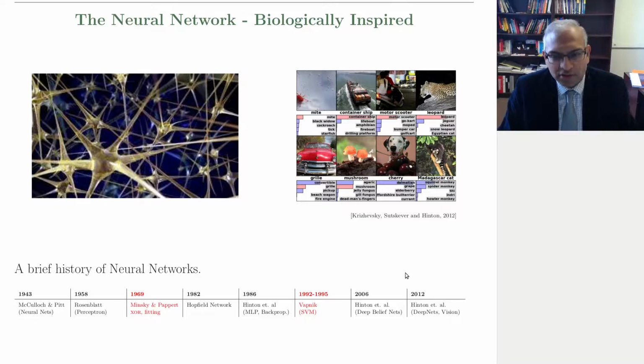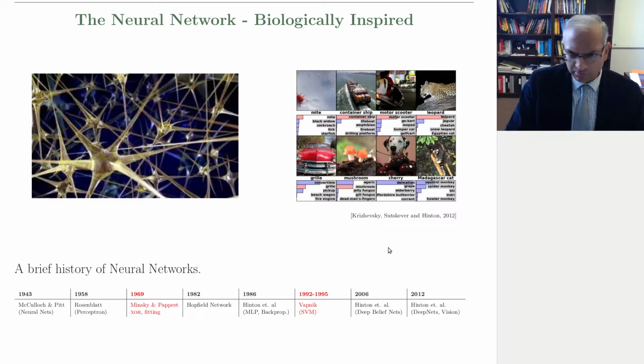So that's a brief history of neural networks. Today they're very popular and for a good reason. As you can see from this picture, they're doing a reasonably good job at a task that humans do well, and they seem to be doing it almost as well.